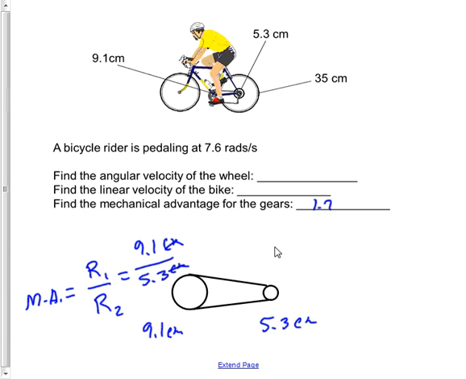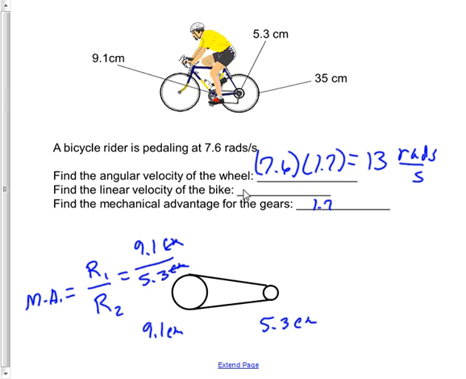Okay, so then when we do this, let's find the angular velocity of the wheel in the back. So since we're 7.6 right here, we then multiply that by 1.7, and that gives us 13 rad/s. Now what that means is the back gear will be rotating at 13 rad/s while the front gear is at 7.6.